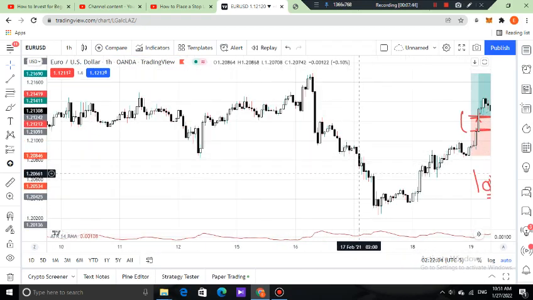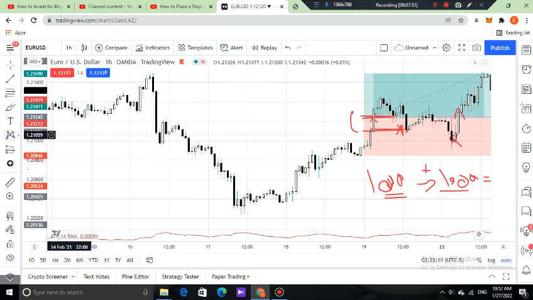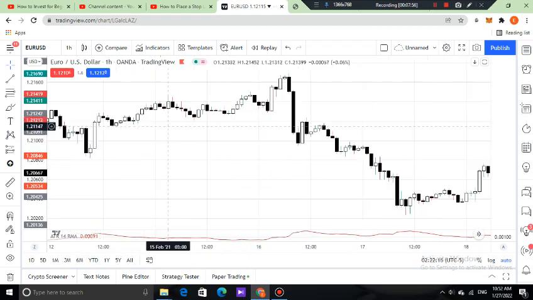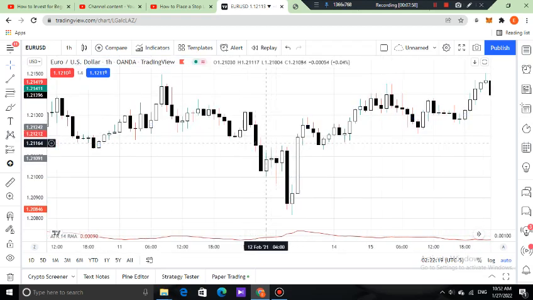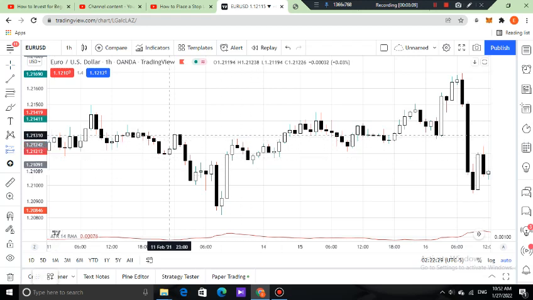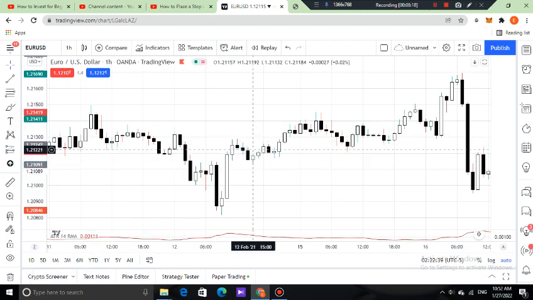Let me give you another example. It's a buy position, a short position. Another example. Let's say you enter the position at this bar.